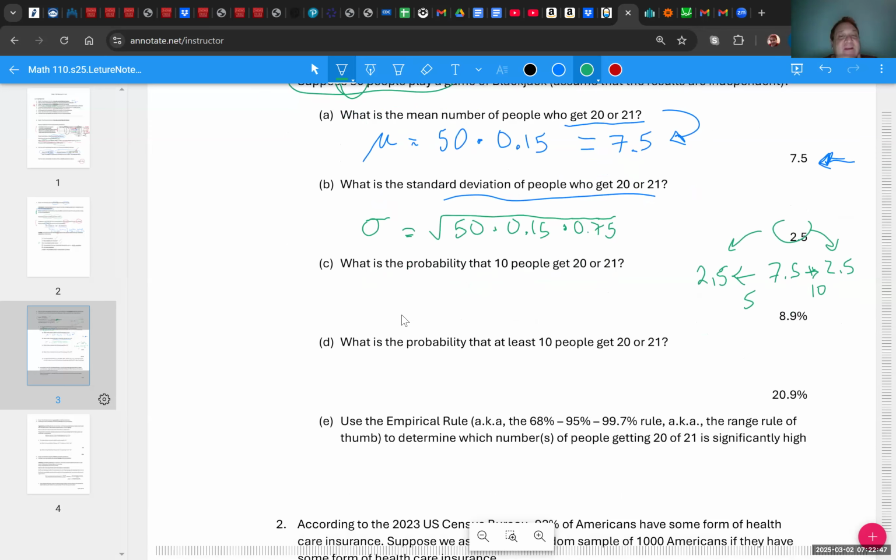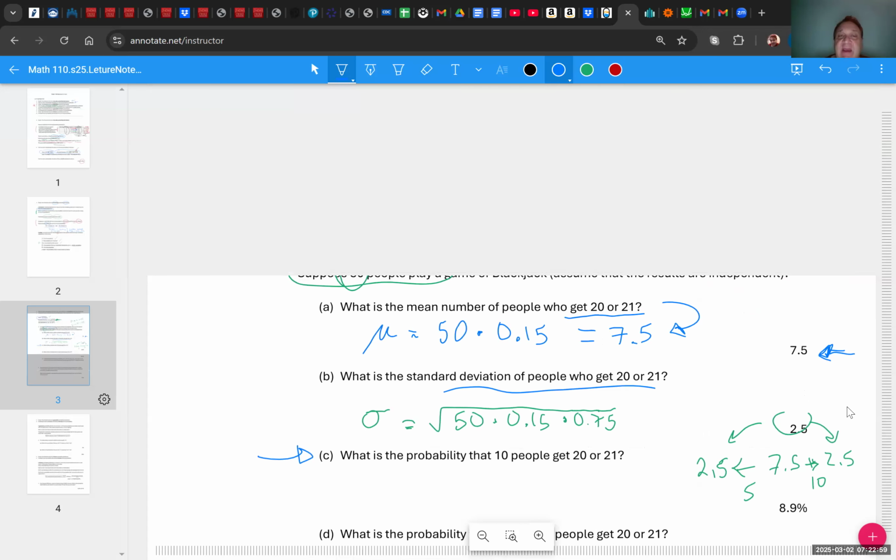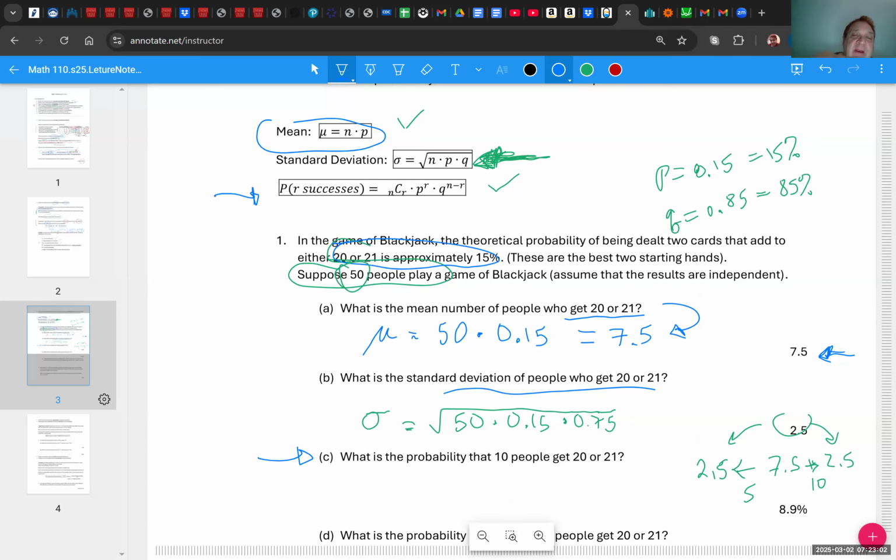All right, so let's talk about question C here, the probability that 10 people get 20 or 21. So that would be the probability of 10 successes, and that's our formula right here. We still have 50 people, so we have the number of combinations from 50 people. We want 10 successes, and then we get P, which is our 0.15 to the R. We want 10 people getting a success, so to the 10, that's the same as this number here.